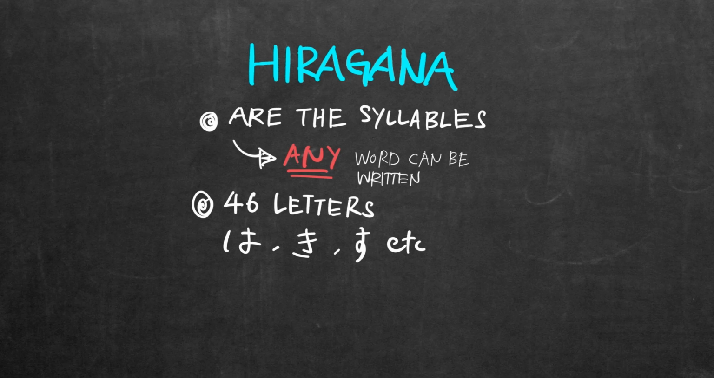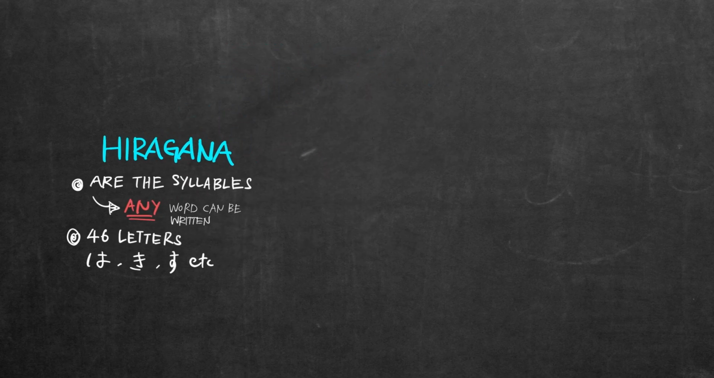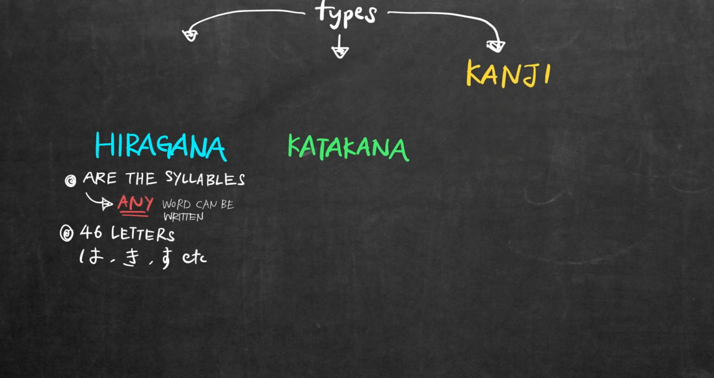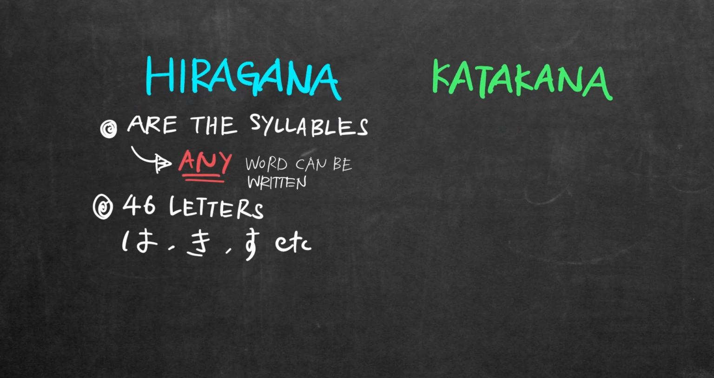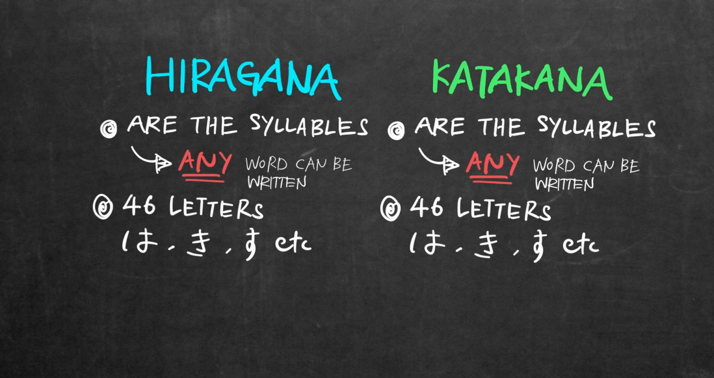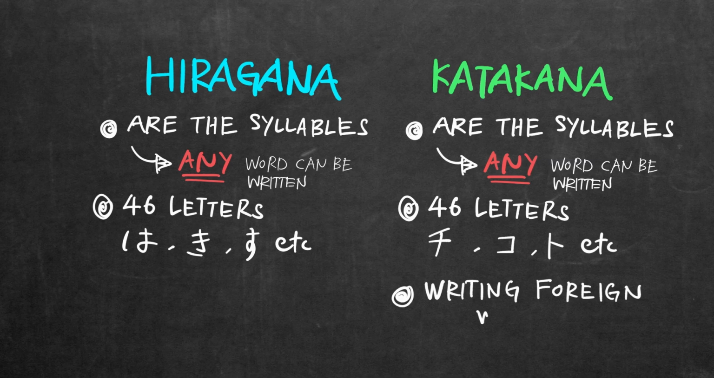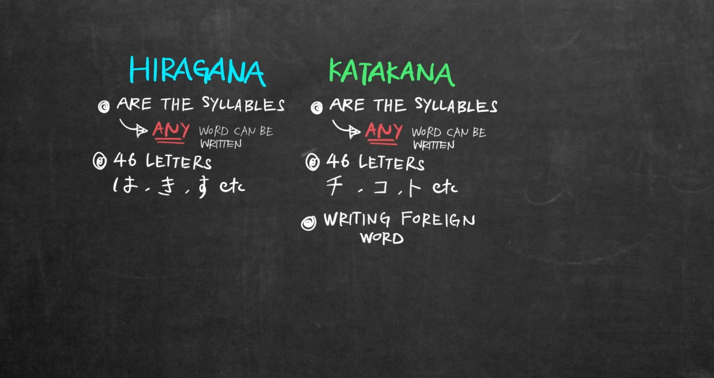Okay, that's it for Hiragana. On to the next one, Katakana. Katakana is the same as Hiragana except for how they are being written and how they are being used. It is being used to write foreign words, while Hiragana is being used to write Japanese native words.